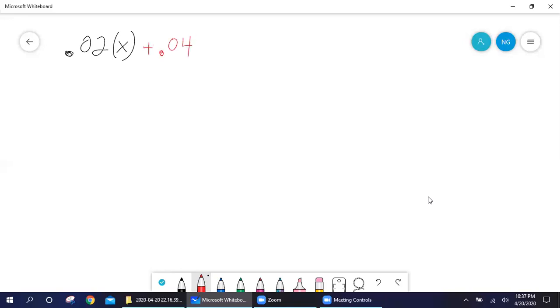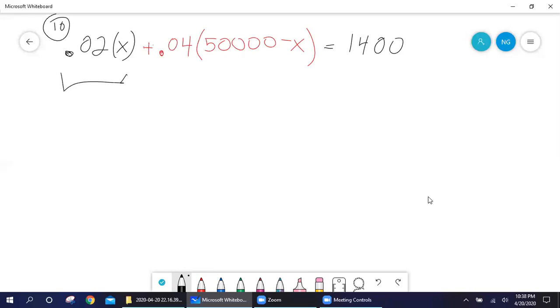So 4%, very similar to the mixture problem. Again, sorry, this is number 10. Very similar to the mixture problem. If the total is 50,000 and we already have X amount, the other amount is going to be 50,000 minus X. Her return was $1,400. So basically, I'm calculating the amount of interest on the 2%, the amount of interest on the 4%. Those will add together to give me the $1,400.